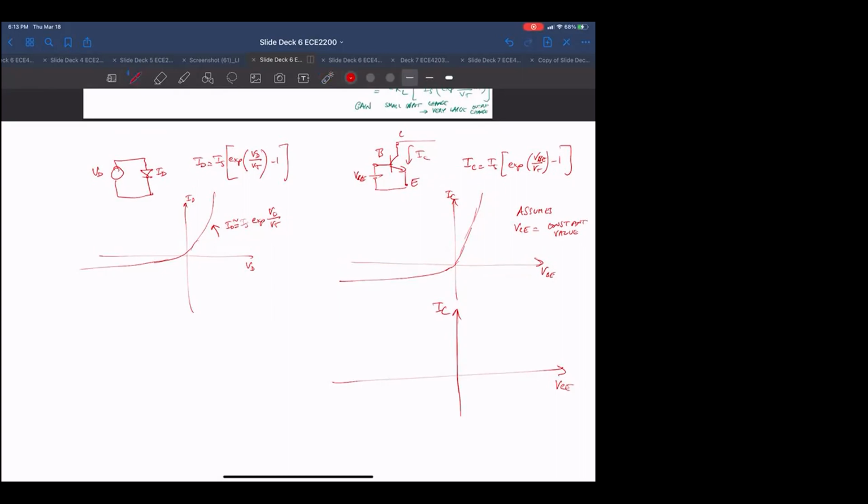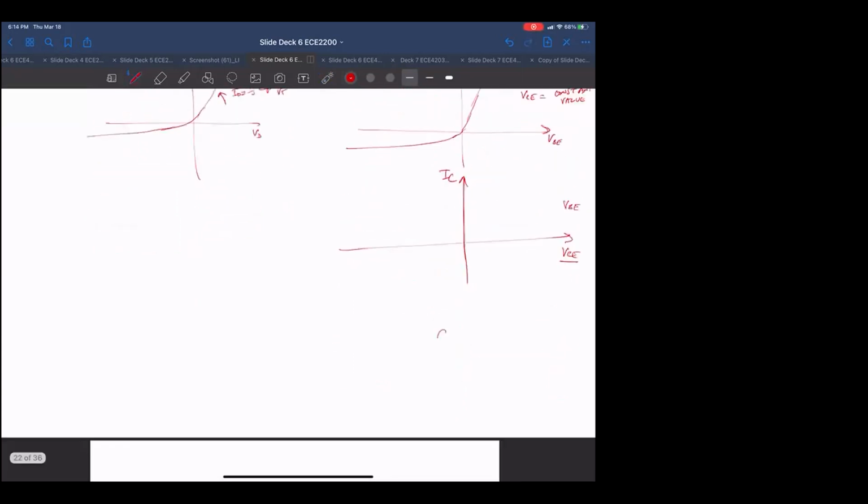And then the same thing here. If I draw the collector emitter voltage with respect to the collector current, I'll have to assume that I'm keeping the base emitter voltage constant. So each curve here will be a different base emitter voltage. And remember that our output is a current source. So if I have the collector, this is I sub C.